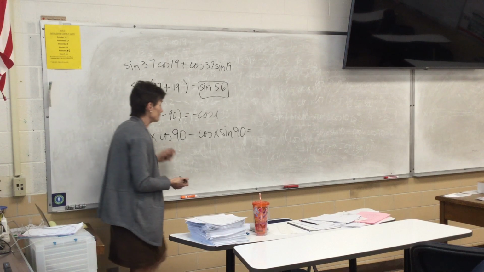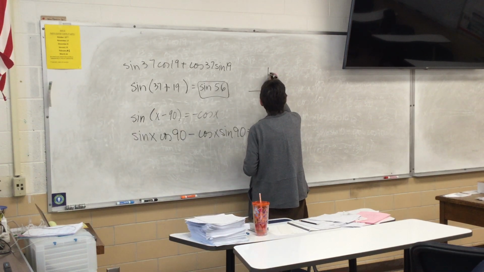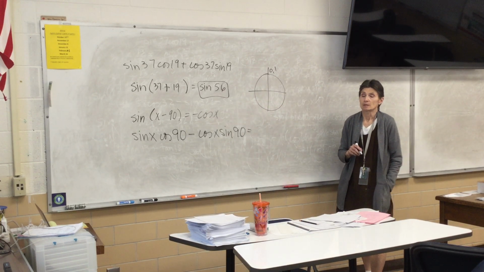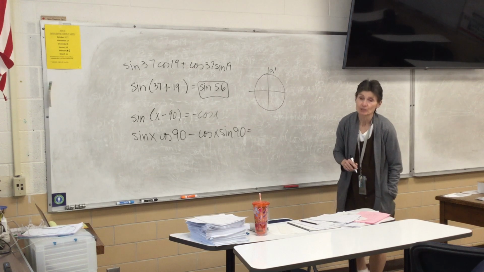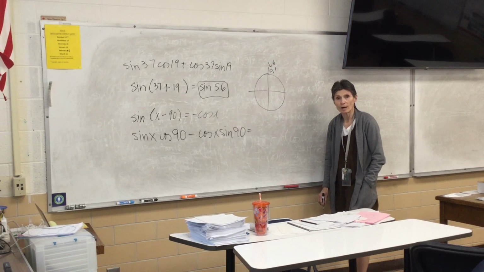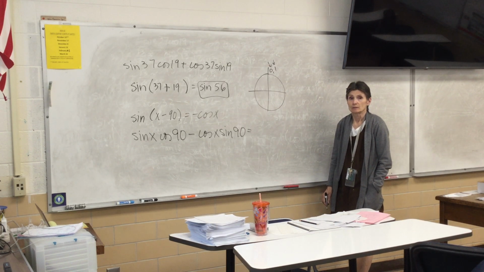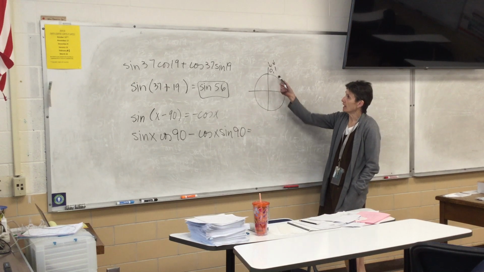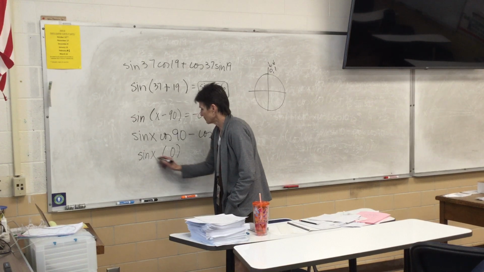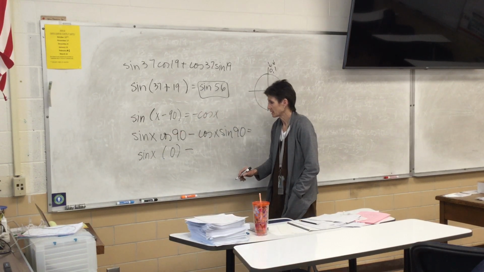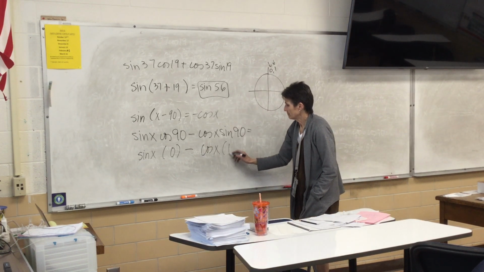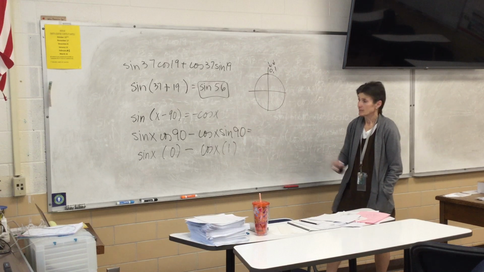Now 90. We all know where 90 is. 90 is right up here at the top of the circle. We also know, or are supposed to know, that the cosine is the x-coordinate and the sine is the y-coordinate. So the cosine of 90 is 0, so I'm going to put a 0 in right here. So I have sine x times 0, those are multiplied. And the sine of 90 is 1. These are multiplied.